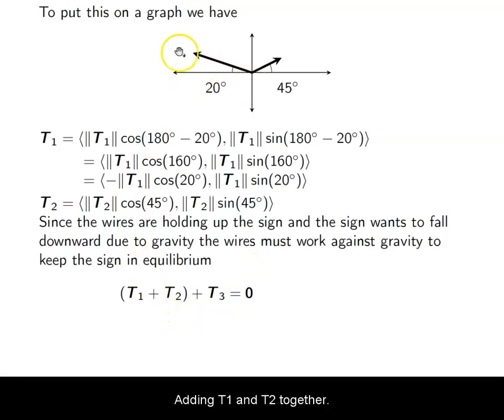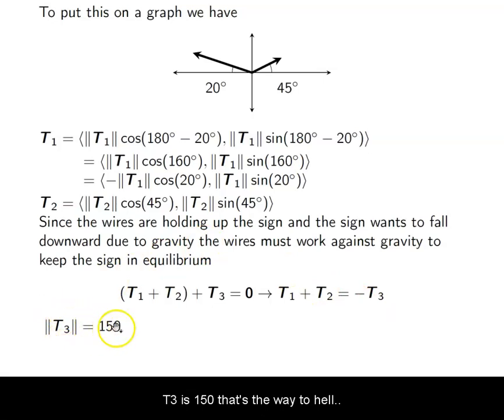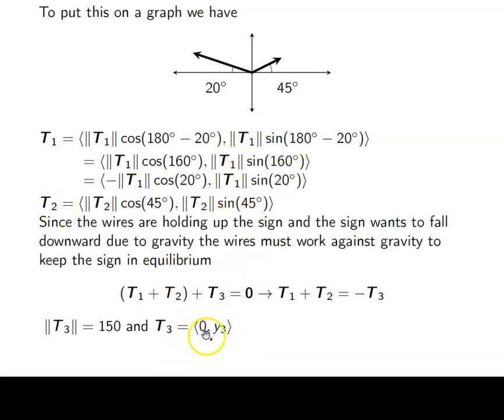So adding T1 and T2 together plus T3 will equal 0, right? Or another way to think about that, T1 and T2 are equal to and opposite in sign of T3, right? That's that Newton's law that I was discussing. So I know the magnitude of T3 is 150. That's the weight that it's being held onto. And I know its direction is 0, y3. I'm going to call it y3 because T3 is the third vector, that's why, right?